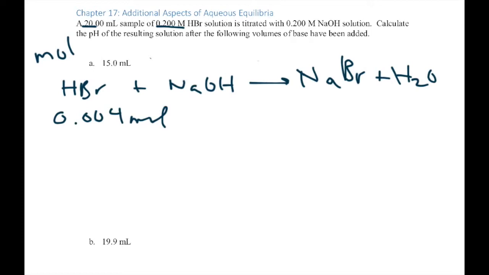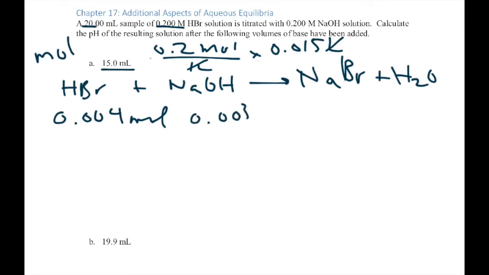And now we are going to add 15.0 mils of NaOH. So again, 0.2 molar is 0.2 moles per liter times 0.015 liters, and so we will have 0.003 moles.